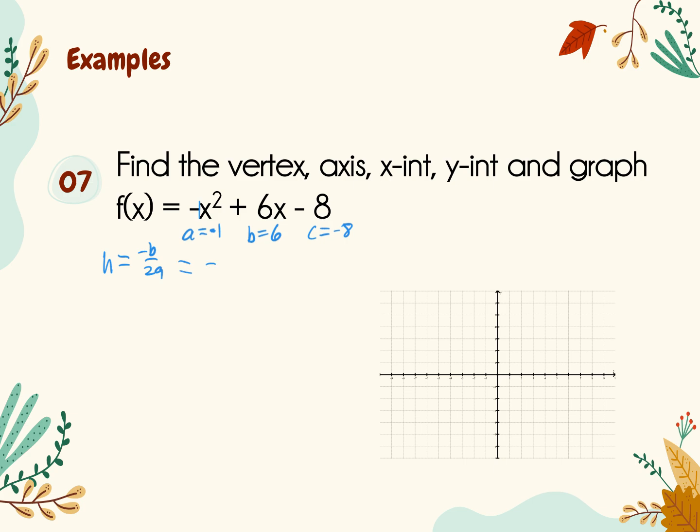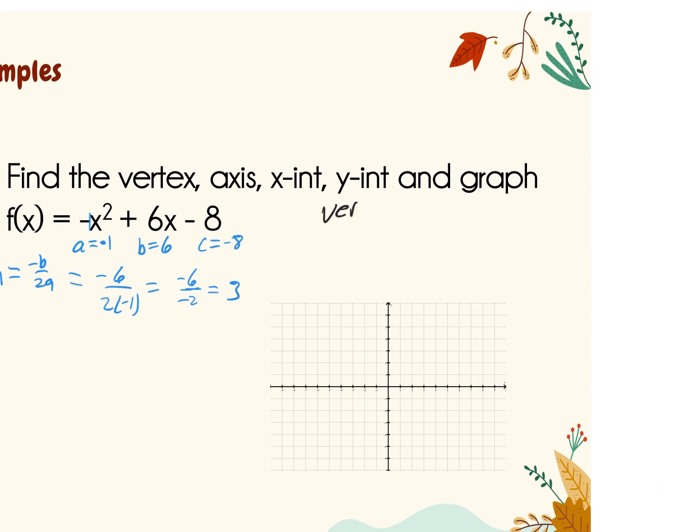Just plug these in. We're going to get this is equal to -6 over 2 times -1. So this gives us -6 over -2. Two negatives make a positive when you divide them, and then 6 divided by 2 is going to get you a 3. So we're going to need to find our vertex, axis of symmetry, y-intercepts, and x-intercepts. For our vertex, we have an x-coordinate of 3.